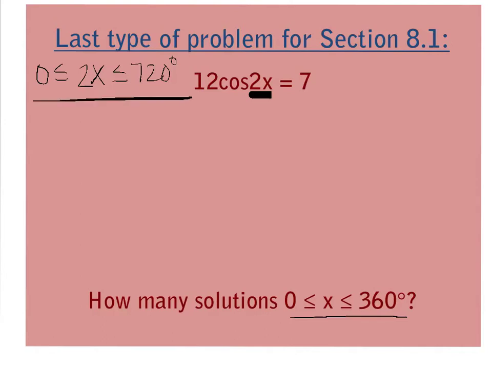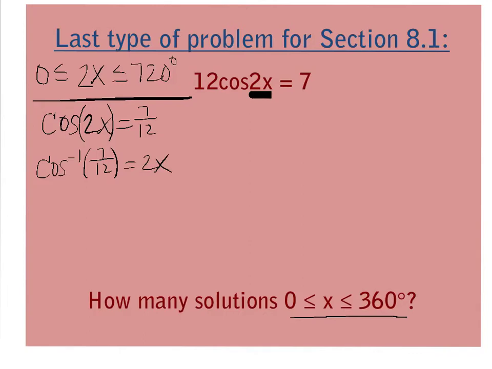So there's step 1. Step 2 is to solve kind of like you normally would. So we get cosine of 2x equals 7 over 12. You want to leave this 2x like this. We're going to take care of it at the very end, which means your next step is to take the cosine inverse of 7 over 12. And then just remember that that is going to equal 2x now, so we'll have to divide out a 2 at the end. When you plug that into your calculator, the value you get is 54.3 degrees.